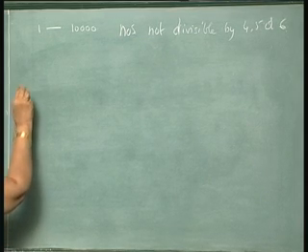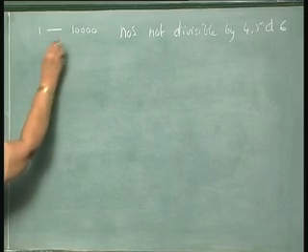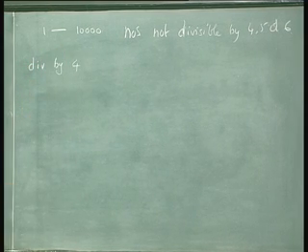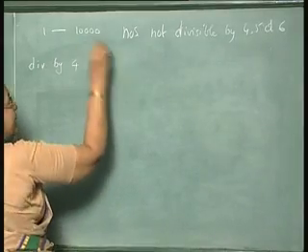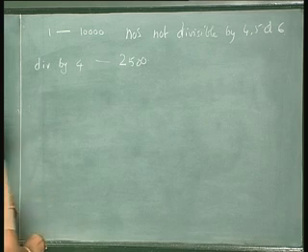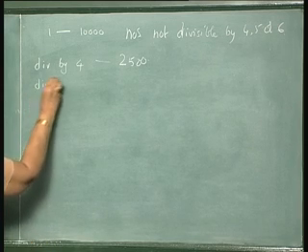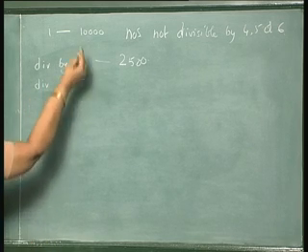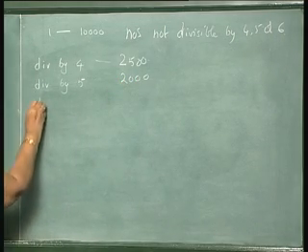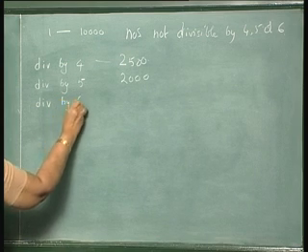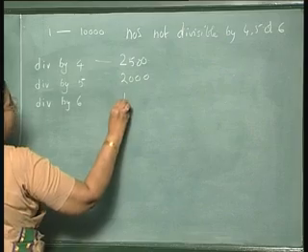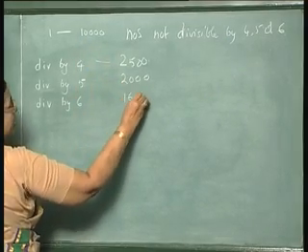Let us consider the number of numbers between 1 and 10,000 divisible by 4. How many numbers in this are divisible by 4? We can very easily see that if we divide this by 4, 2500 of them are divisible by 4. How many of them are divisible by 5? Divide this by 5, you get 2000. How many of them are divisible by 6? Divide this by 6, you will get 1666.